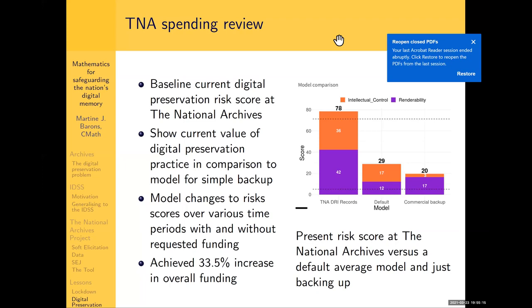But for now, we're very pleased that a piece of work has got out of the academy and into the world and is doing some good.